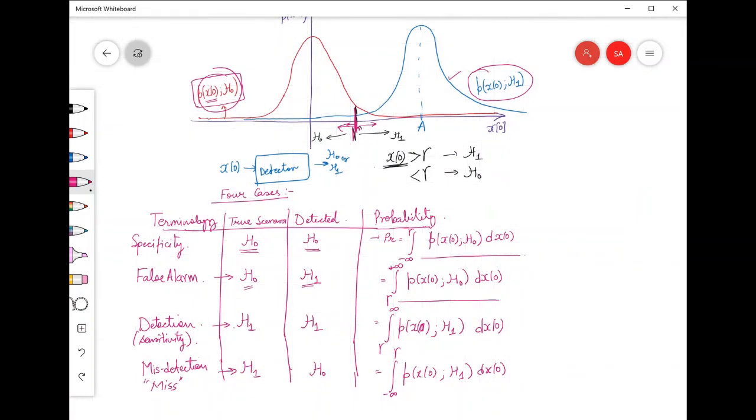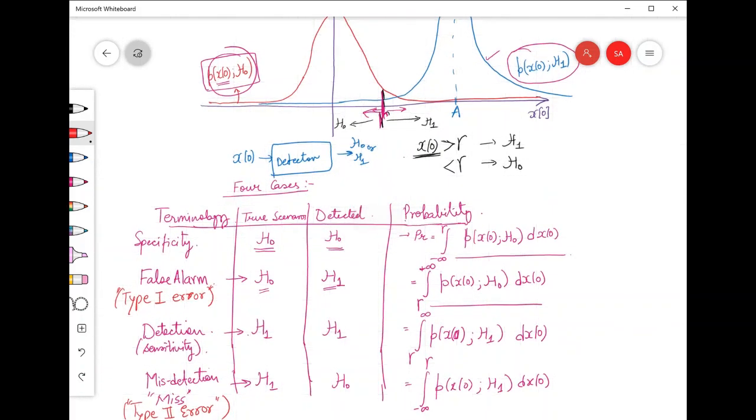So each of these cases is given a particular term. There are also some other terms given to it. This false alarm is also called type 1 error. And this misdetection is also called type 2 error. So there are two such terms given to these things.